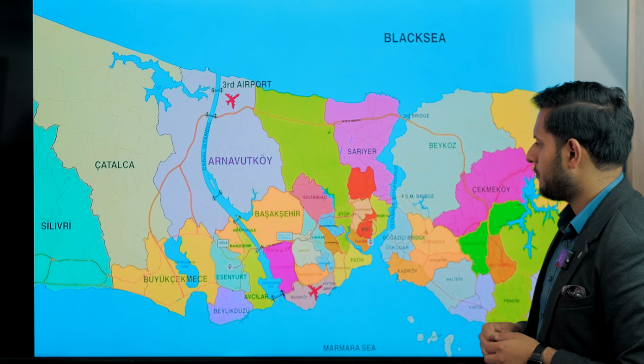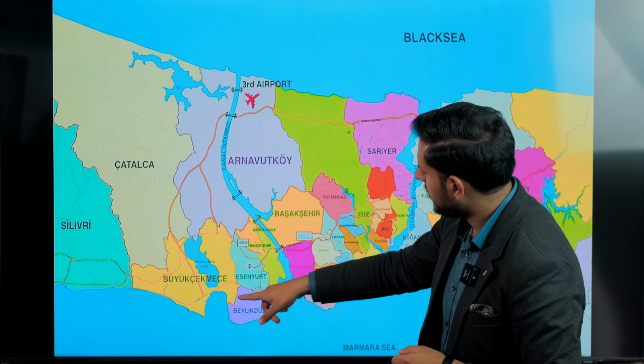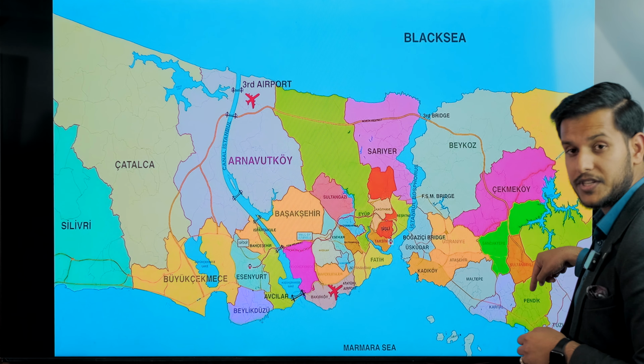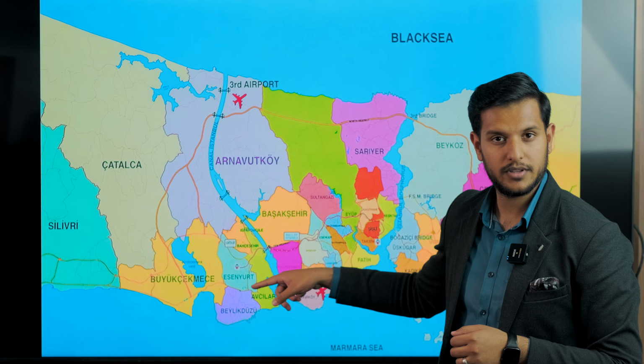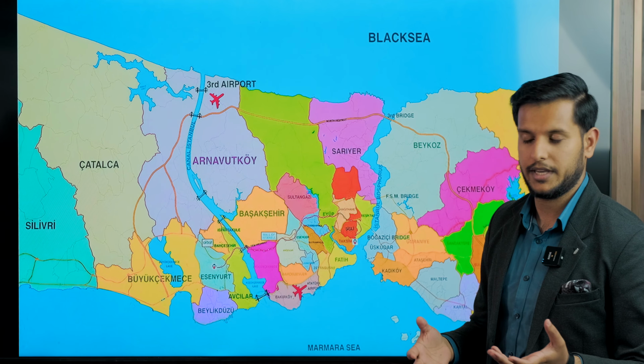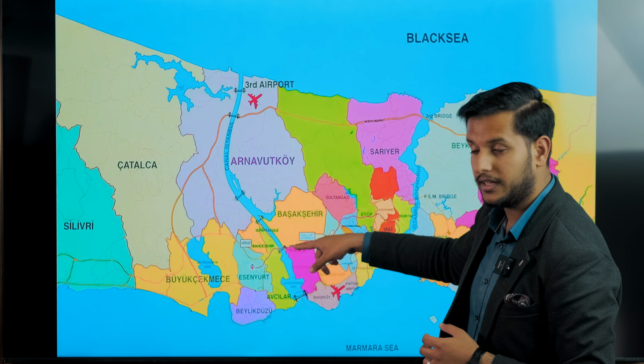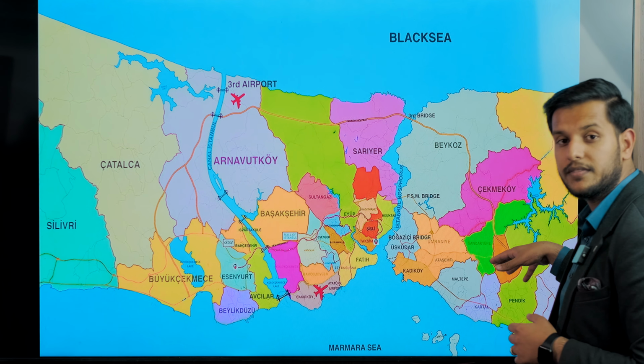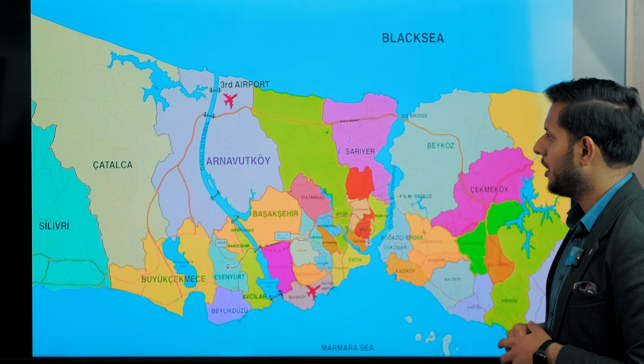Talking about the transportation, we have the E5 highway from the European side till the Asian side, and we have the metro bus on this, so this is also known as the metro bus line. And then we have the E80, the Thames highway, which connects from the European side to the Asian side and then leads all the way to Europe.